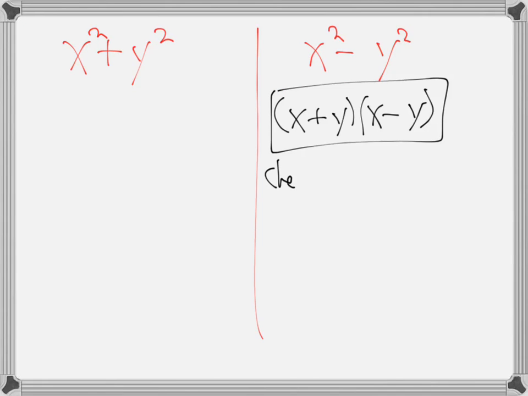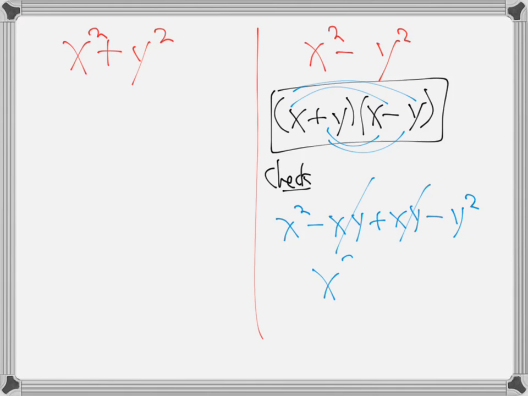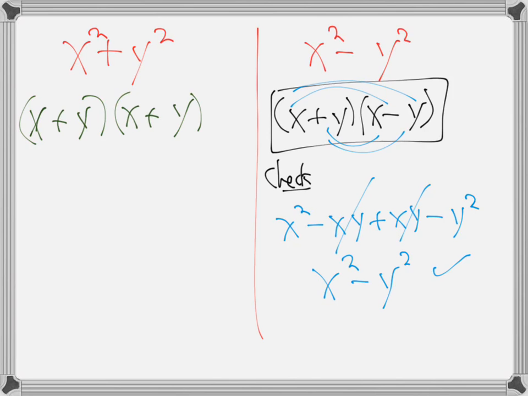Let me check it. If you check this one, you'll see that if you FOIL it like that, you're going to get x squared minus xy, boom, boom, plus xy minus y squared. See how those cancel in the middle? And you just get x squared minus y squared, check it. It works. It's right.